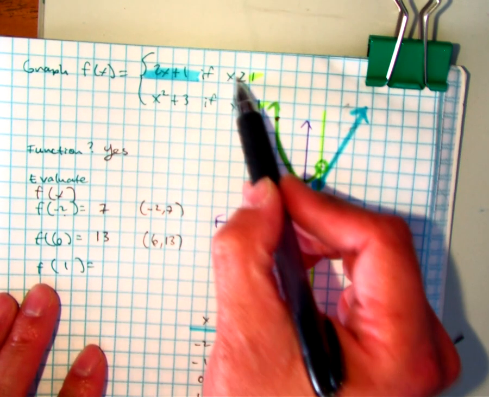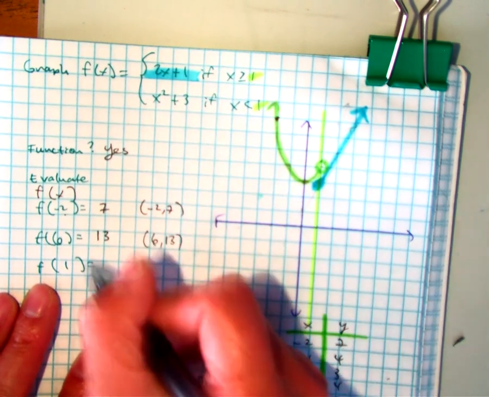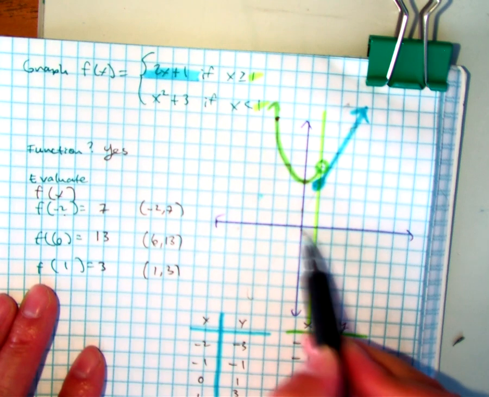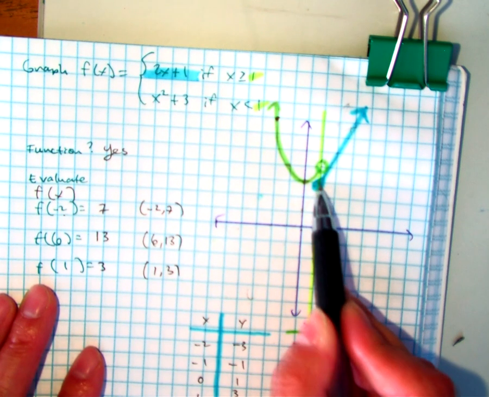And the last one, 1. Top, because it's equal to. So 2 times 1 plus 1 is 3. So 1, comma, 3. And you can notice that if you're at 1 here, you're going to go to this one, not here, because that's undefined. This is defined. Okay?